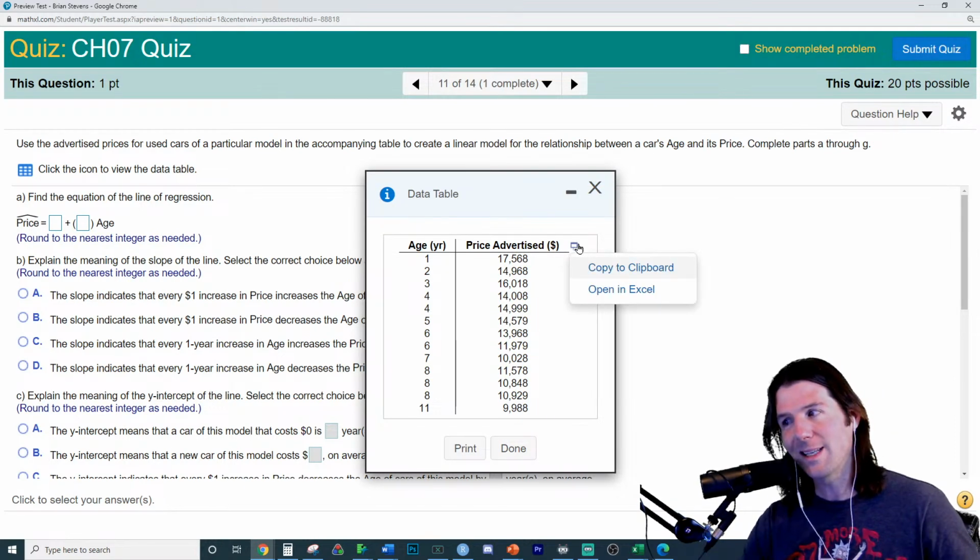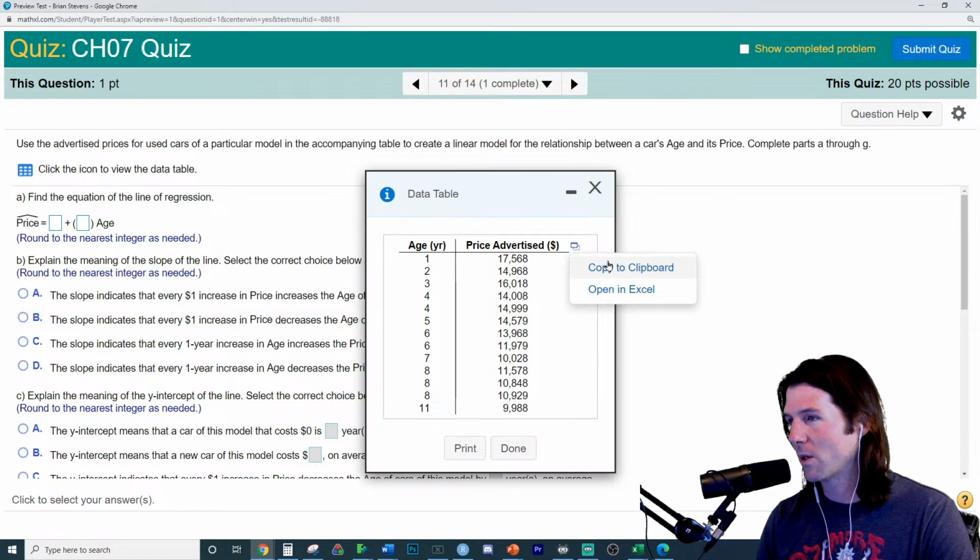You're welcome, Robert. Thank you so much. Positivity. We all make mistakes. It happens. We're going to go to copy to clipboard right here.